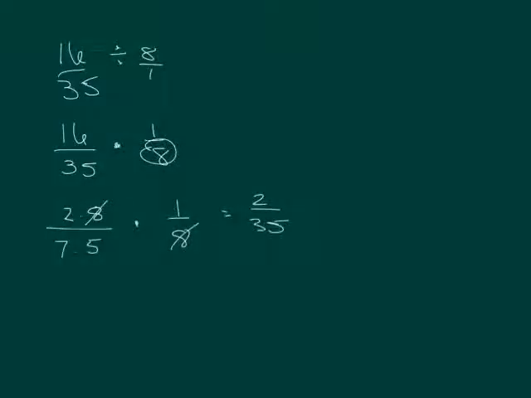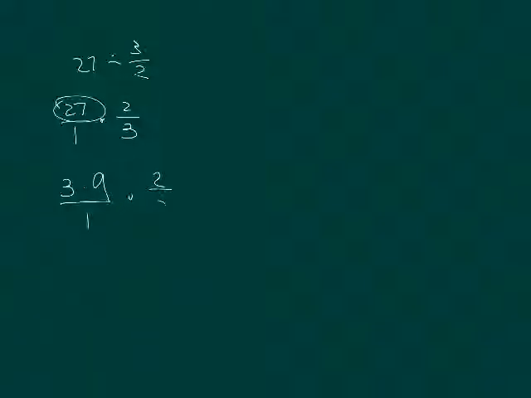Okay. And when you're given another one in example 6, like 27 divided by 3 halves, we're going to write it as 27 over 1 times, and we're going to flip them. And we're going to reduce that, because that's 3 times 9 over 1 times 2 thirds. Cancel that, and we end up with 18 over 1, or just 18 there.